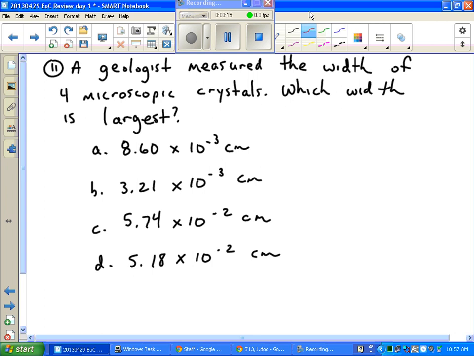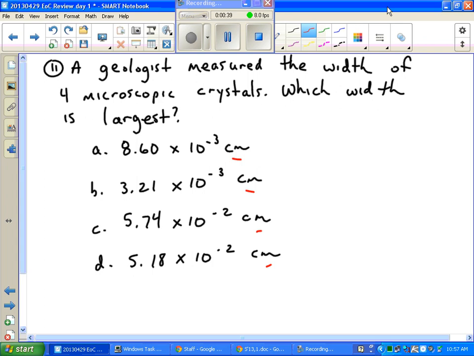The first thing you need to do when you get a problem like this is check and make sure all your units are the same. They are. In this case, they're all centimeters. The next thing you want to do is look at the difference in their exponents. -3 versus -2. Remember, as you're looking at scientific notation, each number in the exponent means you're moving it one more decimal place.